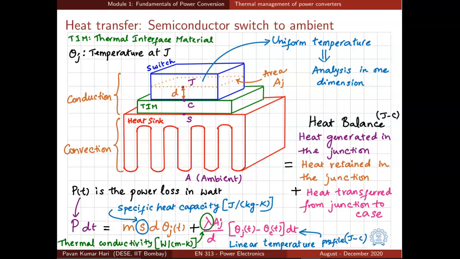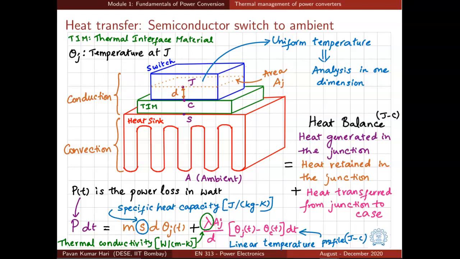Let us define two intermediate points whose temperature is of interest. The temperature of the case of the semiconductor switch, which is denoted by theta C, and the temperature of the heatsink surface, denoted by theta S. The assumption here is that the temperature is uniform at all the points on the surface in which the point C is considered, and the surface considered here is the surface which is normal to the direction of heat flow. Similar arguments are true for points S and J. So this assumption of uniform temperature helps us carry out analysis in only one dimension.